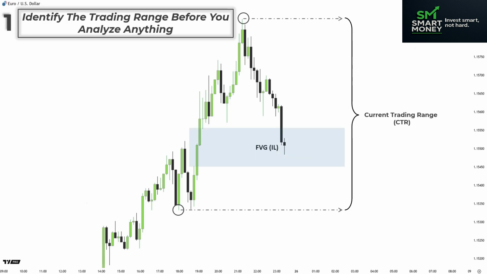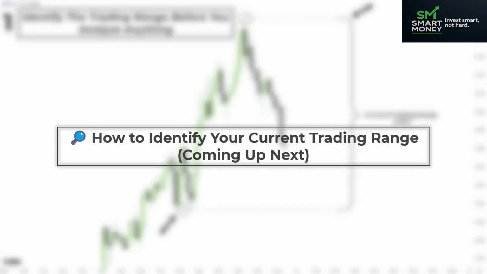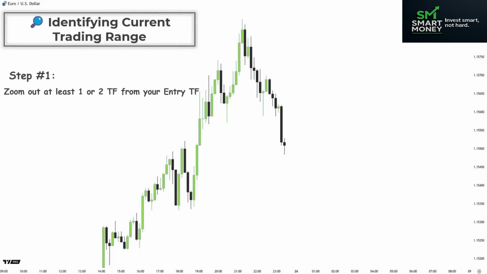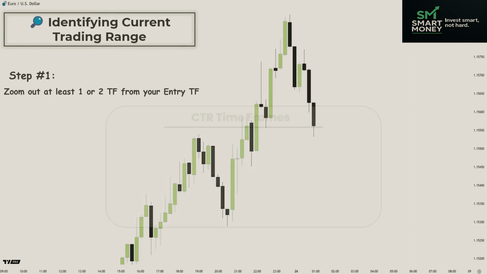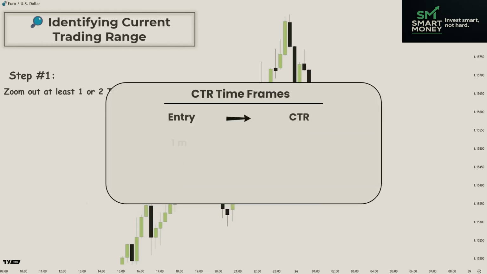In simple terms, it's the zone that gives us the most information about future price direction once the price breaks either side of it. And as long as the price is inside this range, we need to carefully monitor the price action. So, how to identify your current trading range? The first step is to zoom out at least 1 or 2 time frames higher than your entry time frame. For example, if your entry time frame is 1 minute, define your range on the 15-minute time frame.